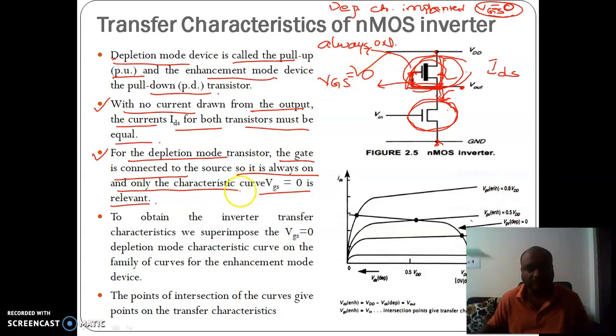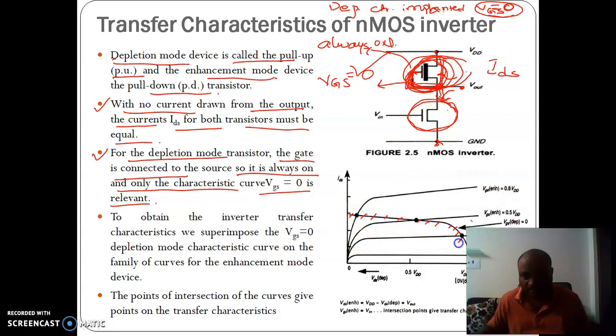Hope that is clear. That is what is mentioned here. So what will be the relevant characteristic curve? Only for VGS equal to 0, we have a relevant characteristic curve. So what is that one that is shown here? This one.